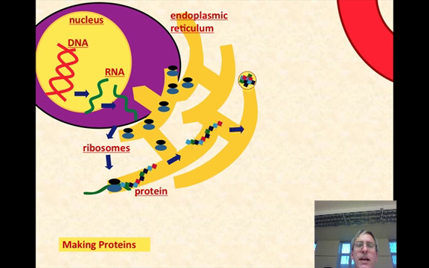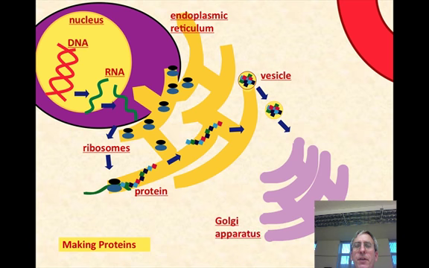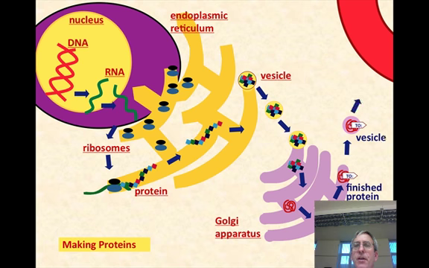And now it's going to have to be packaged up into a vesicle. That vesicle will find its way to the Golgi apparatus, and a little bit of modification will be done here. And eventually, a finished protein is going to be exported via a vesicle to the cell membrane. It will sort of fuse with it, and it's off on its way to whatever function it might be carrying out elsewhere, in another cell.